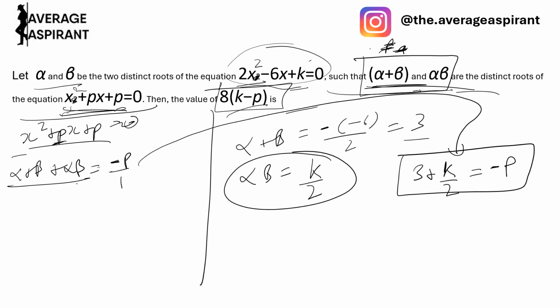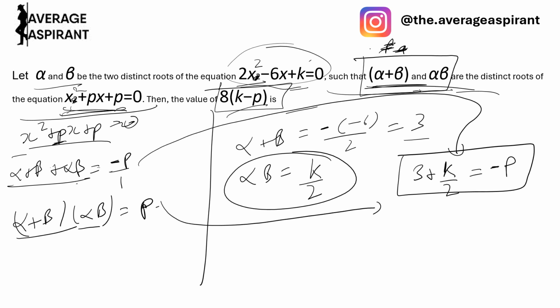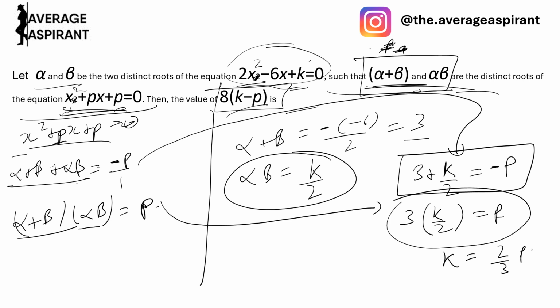Next, in this equation, the multiplication of roots, alpha plus beta into alpha beta, is equal to c by a, which is p. Alpha plus beta is 3, alpha beta is k by 2, so 3 into k by 2 is equal to p. Now we have two equations, two variables. Can we solve it? Let's see. So k is 2 by 3p basically, right? I am putting this in the other equation.